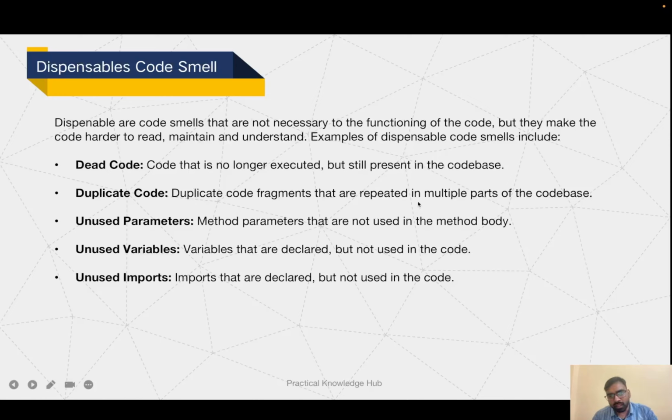If there is duplicate code, we can minimize it by having some function. We can call that function, or we can create some utility class, place that code in the utility class, and call that function from the utility class. Whatever unused parameters we have in a class or method, we can remove them, and whatever unnecessary imports we have, we can also remove them.